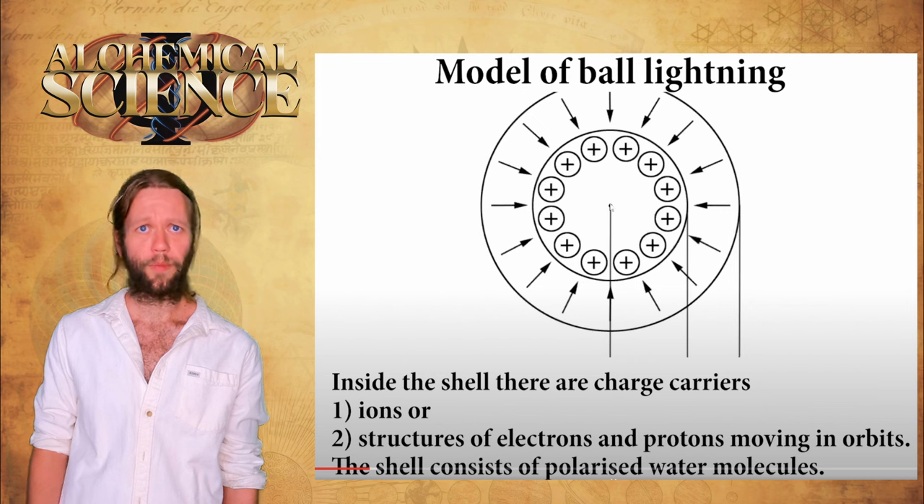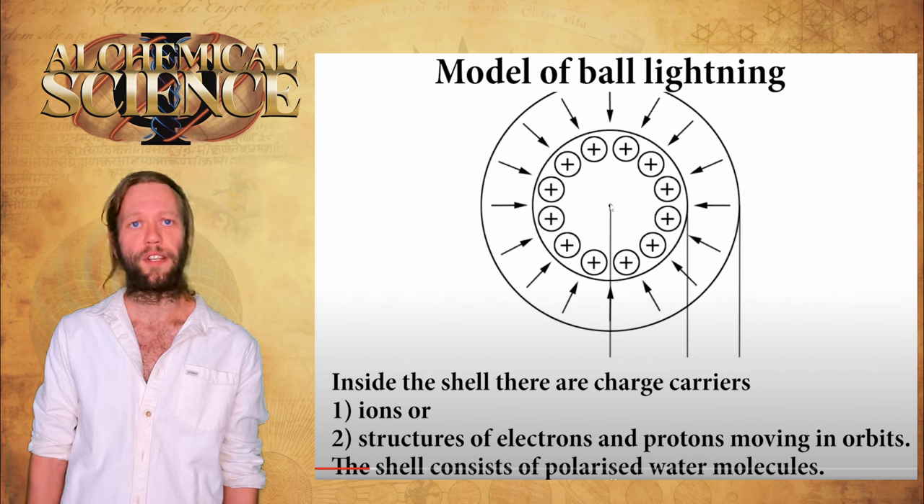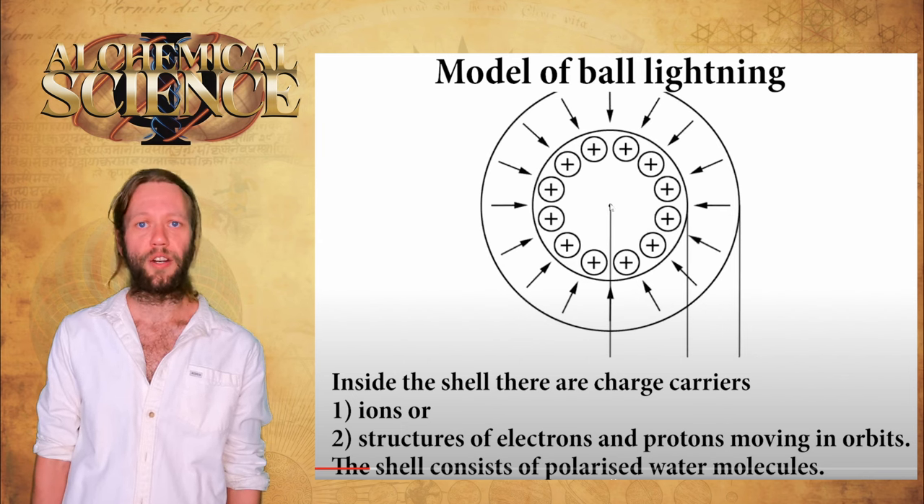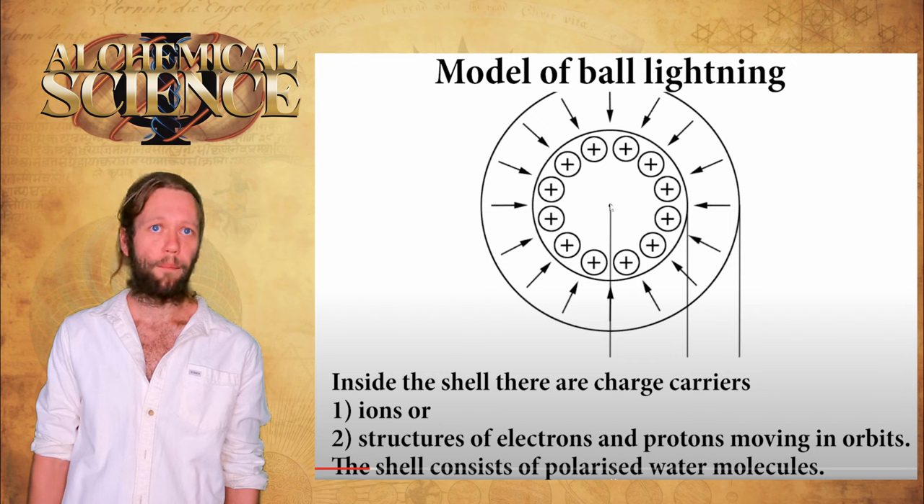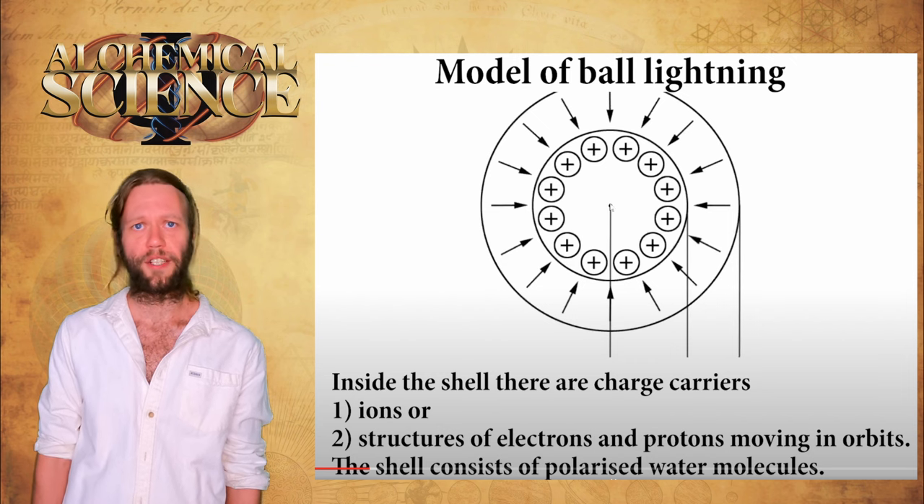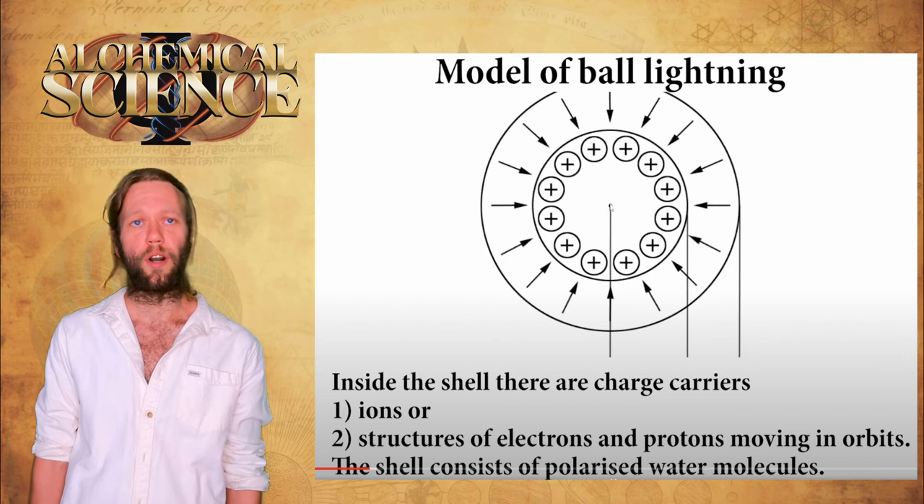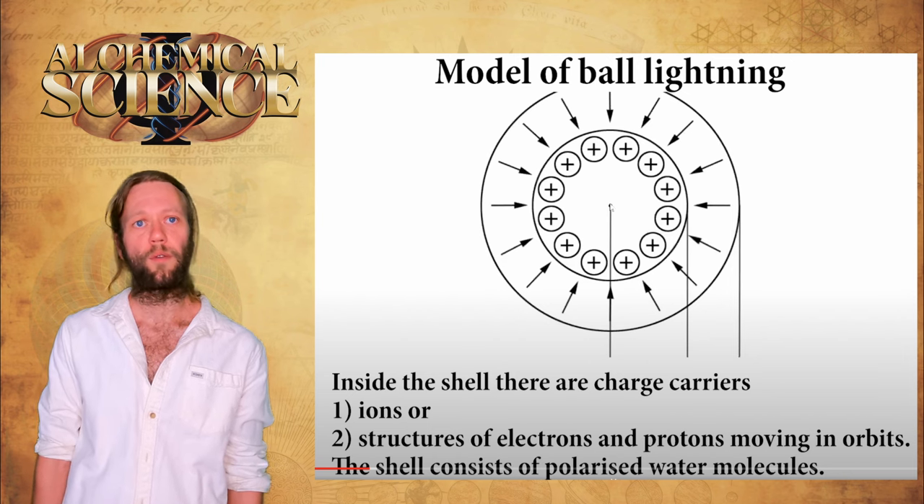Anatoly developed this simple spherical ball lightning model shown on the screen here based on his observations. So it shows the accumulation, or the gathering of charges, so to speak, but with a shell or a force that prevents them from scattering. So he claims that the shell consists of polarized water molecules.